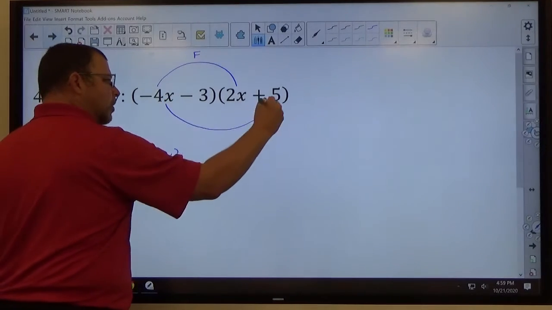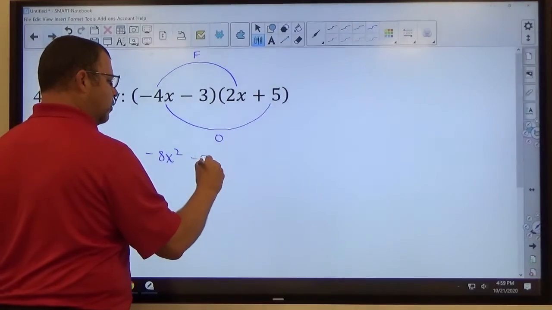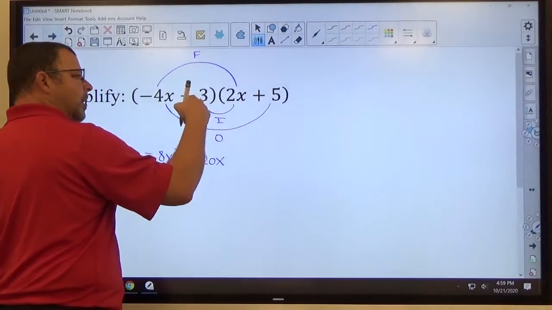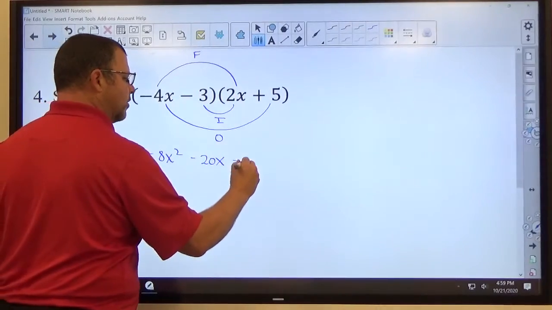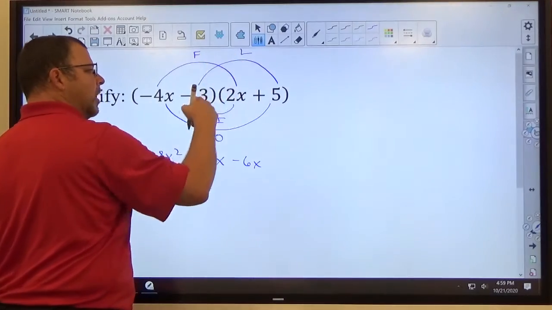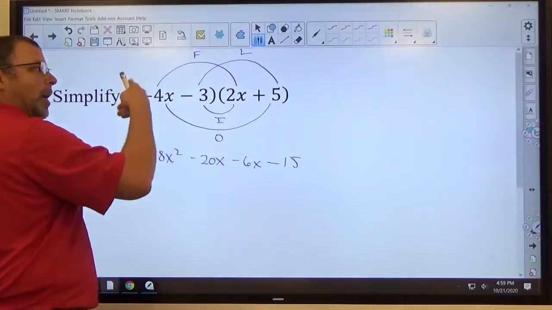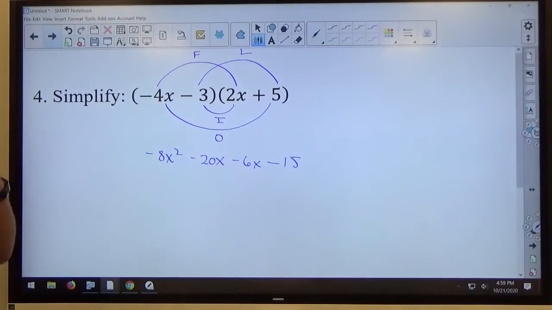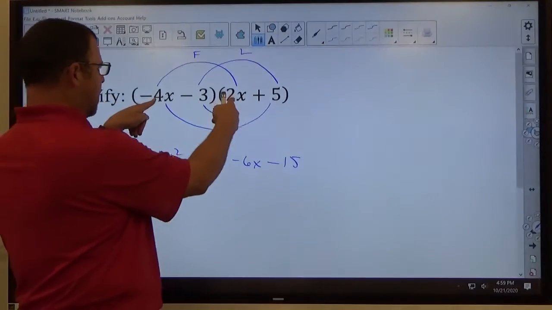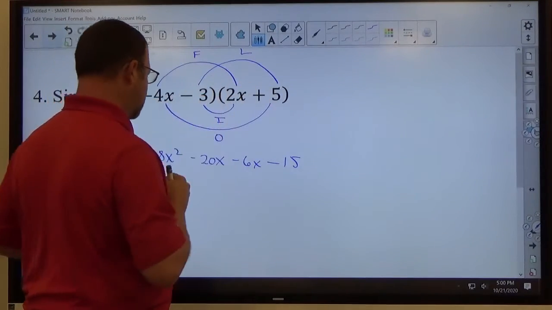Outer times outer. Negative 4x times positive 5 makes negative 20x. Inner times inner. Negative 3 times positive 2x makes negative 6x. Last times last. Negative 3 times positive 5 makes negative 15. In every case I multiplied. When I multiplied I was thinking of signs. Negative times positive makes a negative. In every case that's what we had.